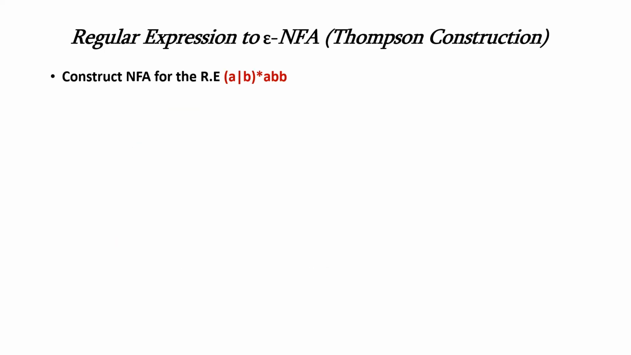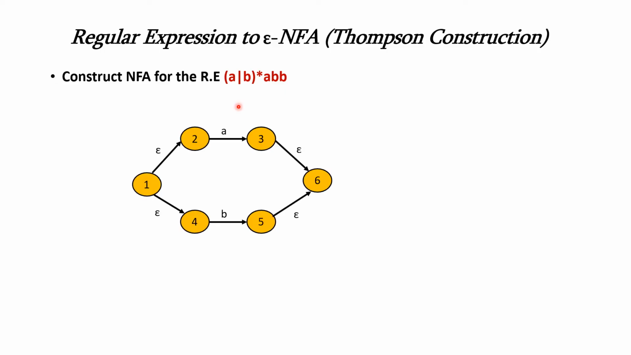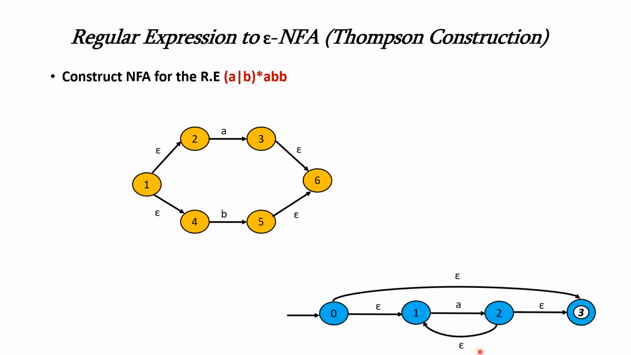Now let us construct the epsilon NFA for the given regular expression (A or B) closure ABB. First let us take the expression within the parentheses, that is A or B. The standard structure for A or B according to the Thompson method is given here. Next we have to represent the (A or B) closure. The standard structure for A closure is given here. Based on this, we consider this entire thing as A. So we have to include the beginning state and ending state with epsilon transitions as shown here.